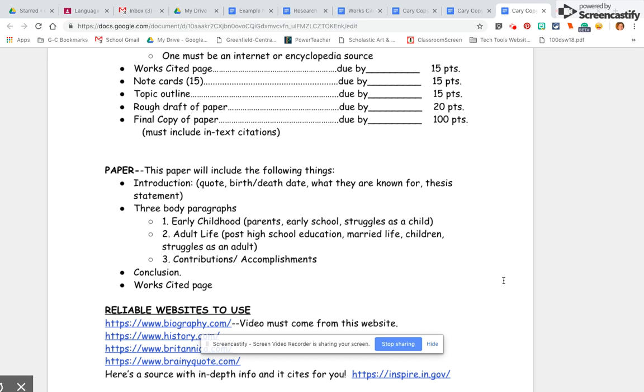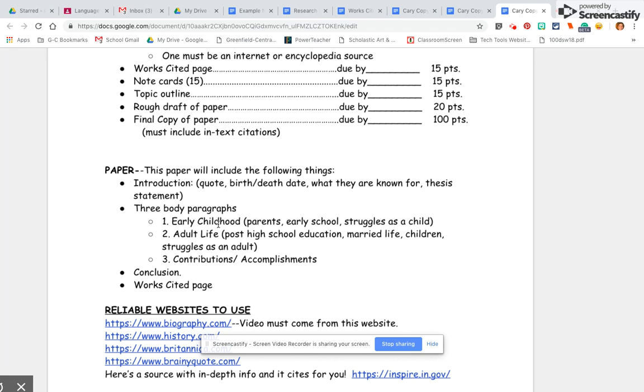Hi, this is Mrs. Carey, and I'm talking about how to do your note cards today. Most of you already have these done, so this is more for the kids who are a little bit behind, or it could also be as you do the next subtopics, maybe you need a little refresher on how to do note cards. So on our paper, we already have our 3 subtopics set up.